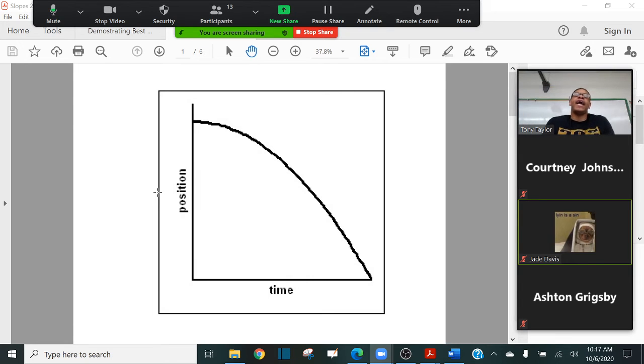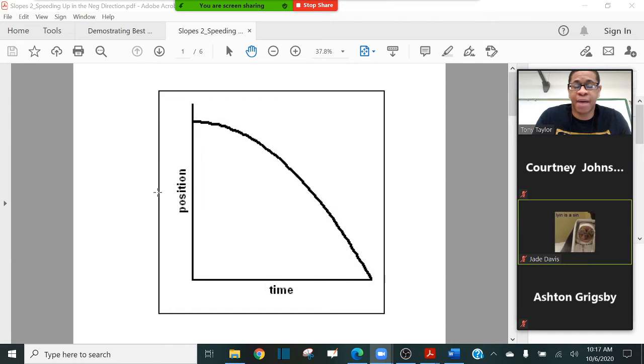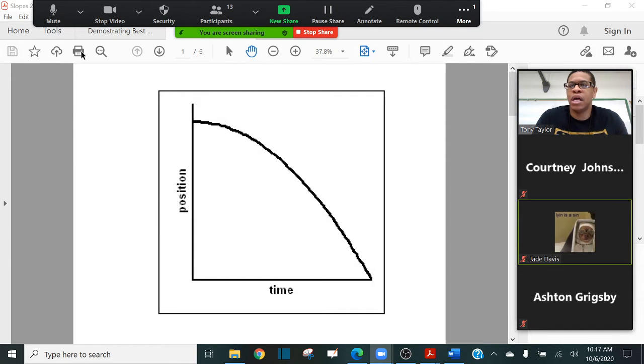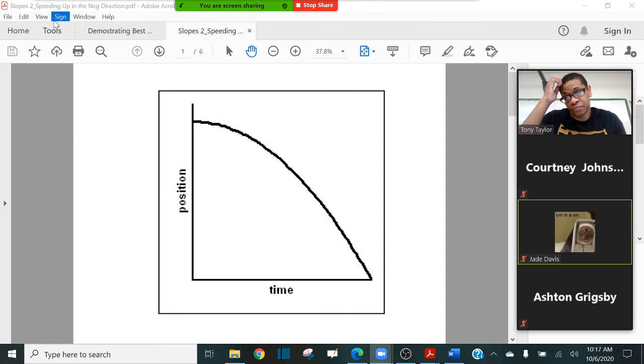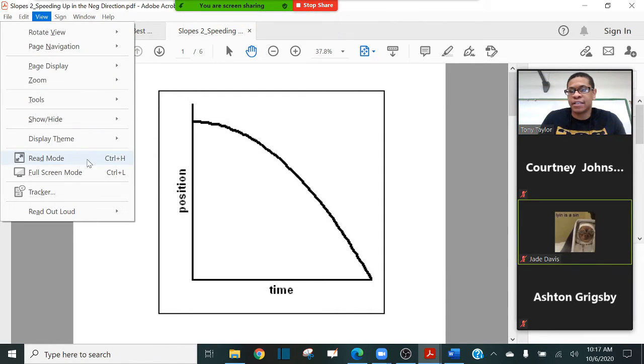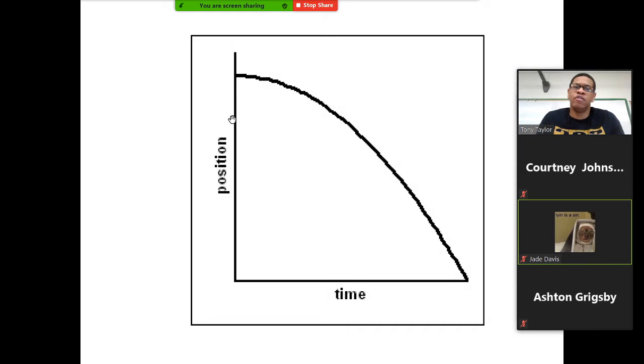So guys, what I have here is a position versus time graph that is speeding up. Specifically, it's speeding up in the negative direction. How do I know that it's moving in the negative direction? Well, guys, what is the basic trend? Remember, as you read your graph from left to right, if you notice, this basic trend is going downhill. So remember, downhill always means our object's moving in the negative direction.